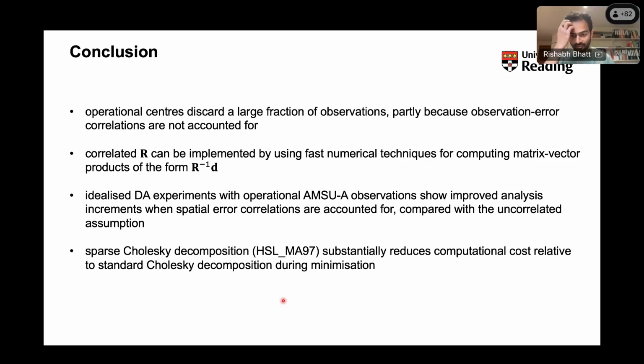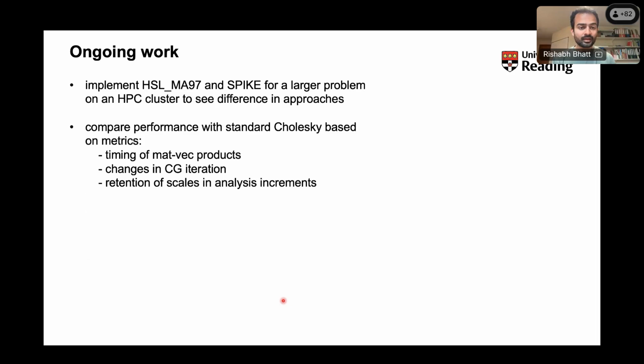So the sparse Cholesky decomposition also substantially reduces the computational cost, because, as I said, when I did the minimization, it took only a few seconds compared to a couple of minutes when you use just a standard Cholesky. And the ongoing work is trying to implement both HSL, the one which uses sparse Cholesky factorization, and another algorithm called Spike, which is only for banded matrices, specifically built for that. I would like to do this for a larger scale problem on an HPC cluster to see the differences in approaches, because this was just an experimental setup.